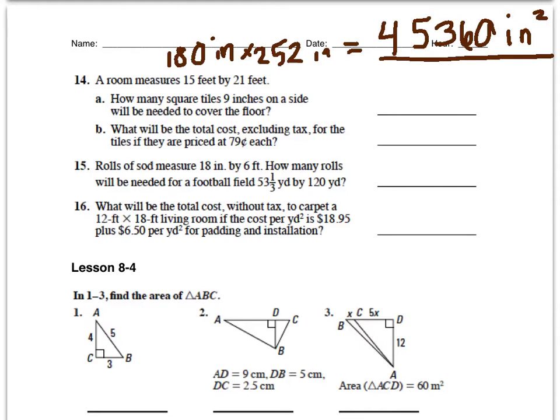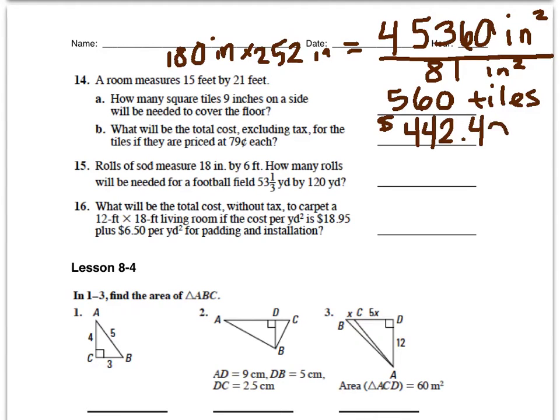I need to divide that by the square inches of each tile. Each tile is a 9-inch square, so 9 times 9 tells me each tile covers 81 square inches. If I take 45,360 and divide it by 81, that tells me I need 560 tiles. Part B tells us what will be the total cost. If each tile is 79 cents, I simply do 560 times 79 cents, and that tells me it's going to cost me $442.40.